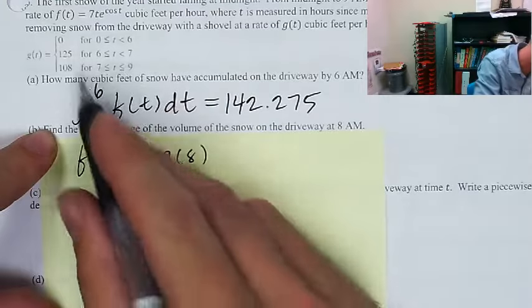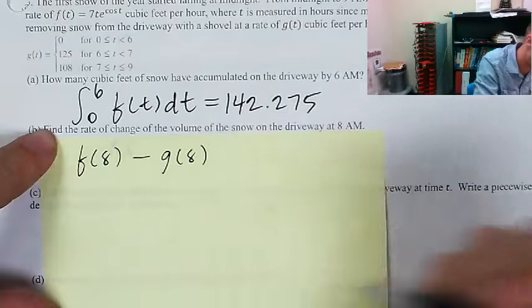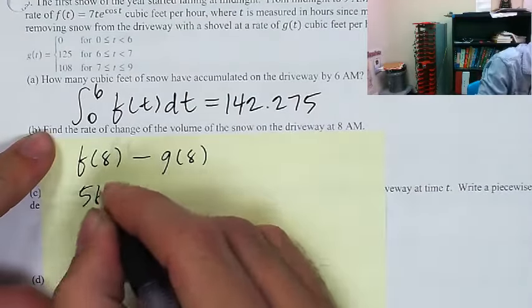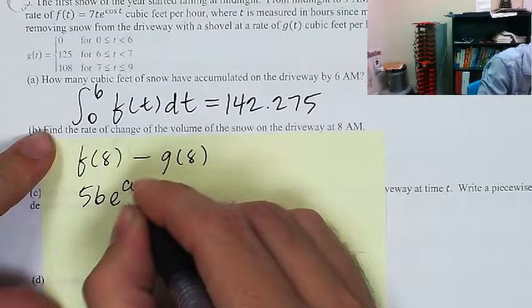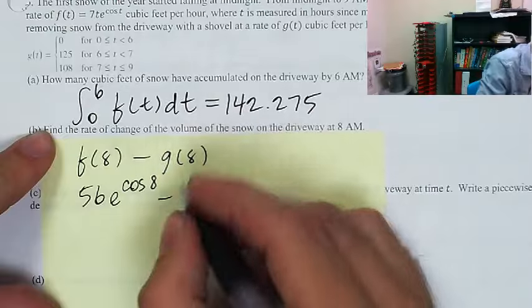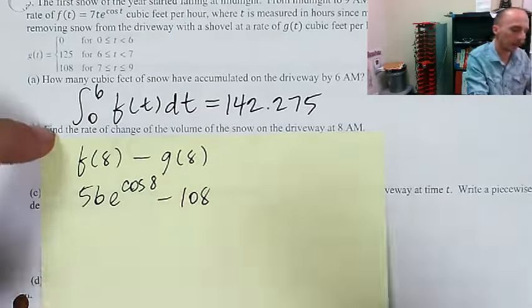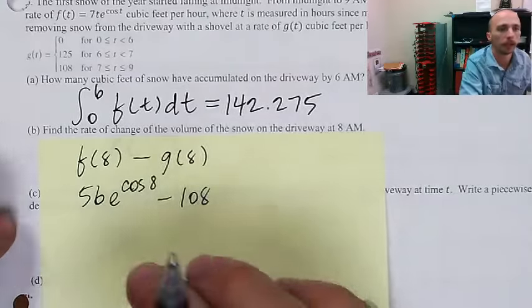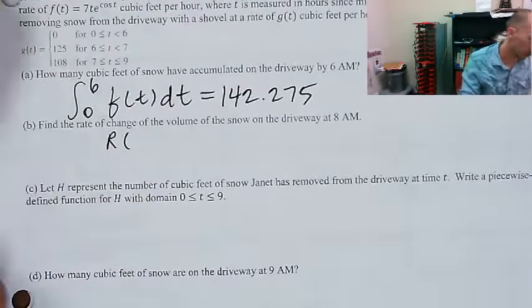So f of 8 is going to be 7 times 8 is 56, e to the cosine 8, minus g of 8 is right there, 108. Okay, that's going to be the rate of change of the volume of the snow at 8 a.m. Okay, and I'm not really sure what I was going to be doing with that, but it's all right.